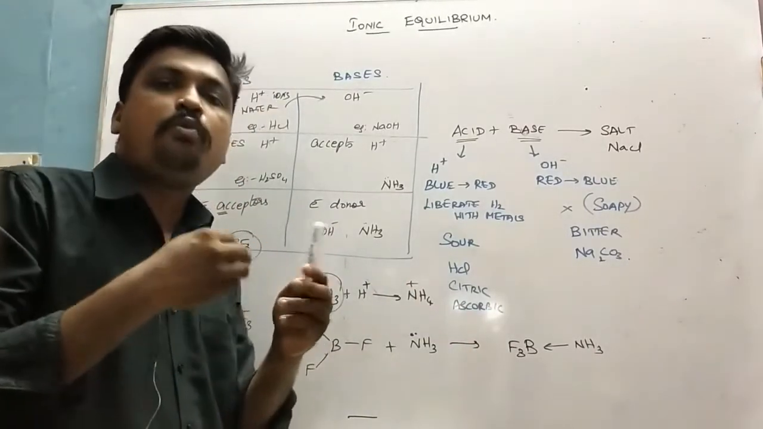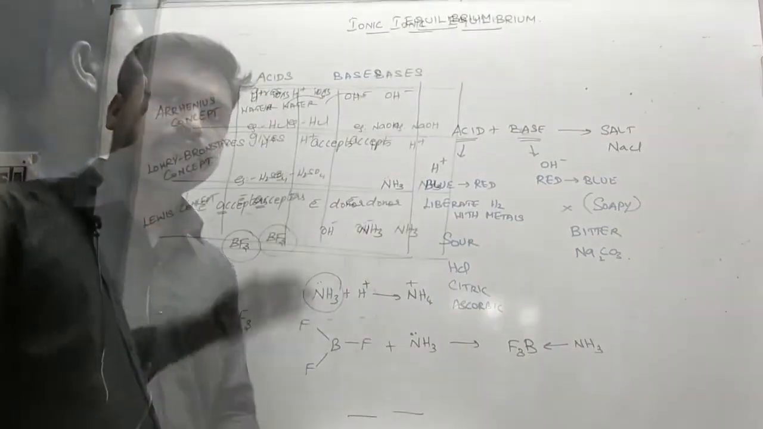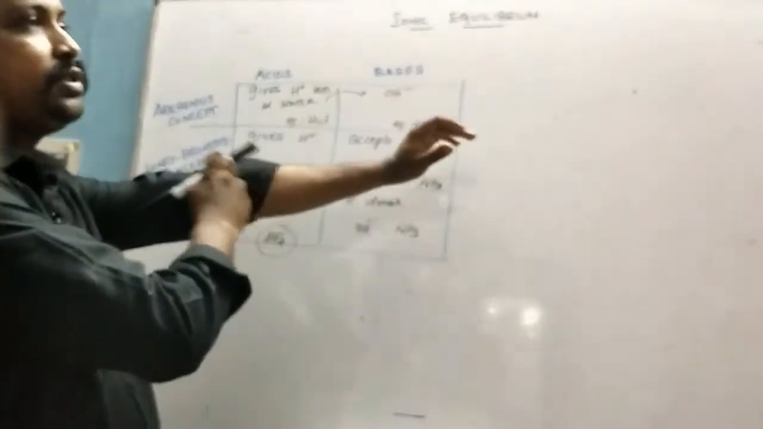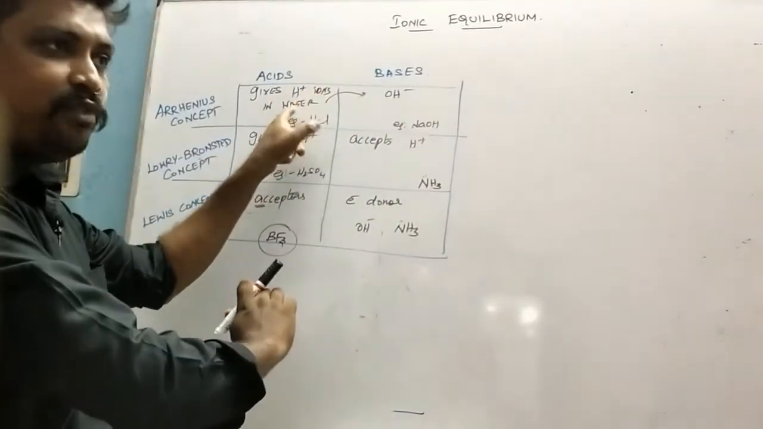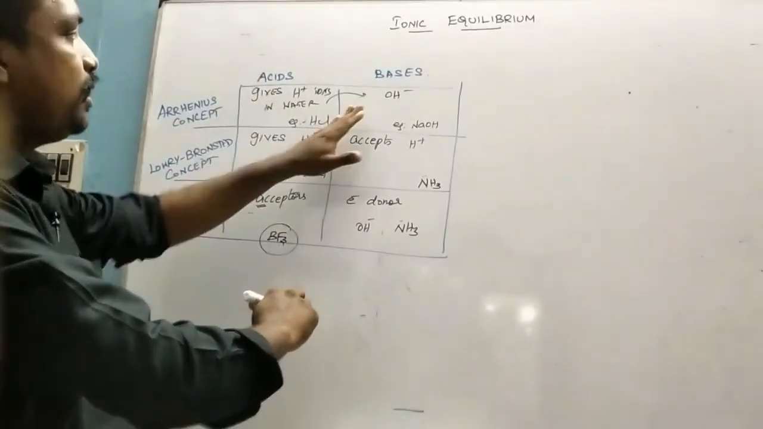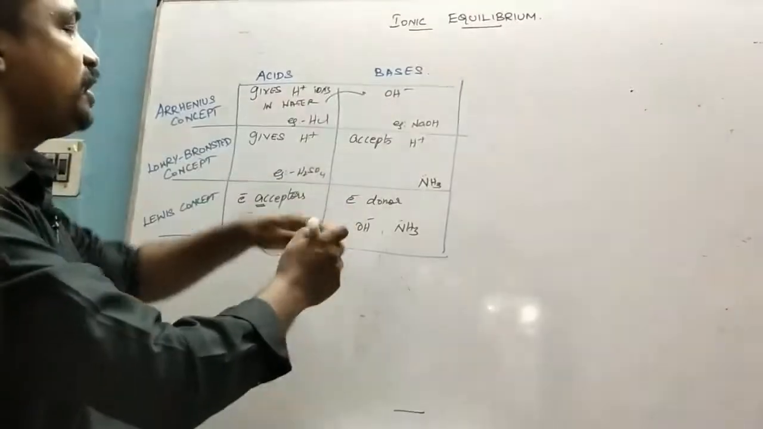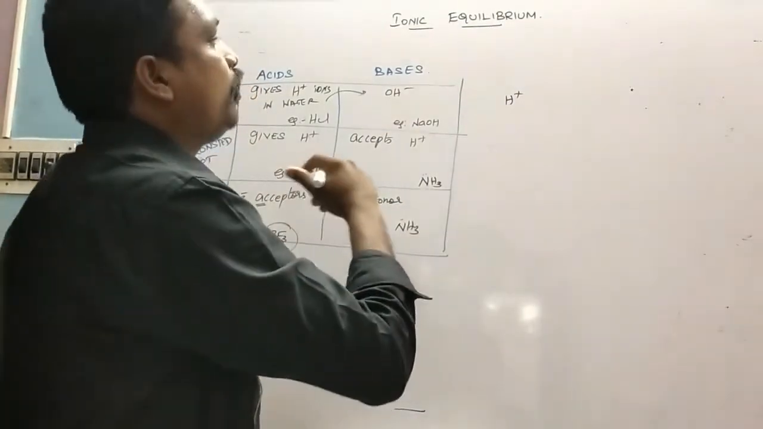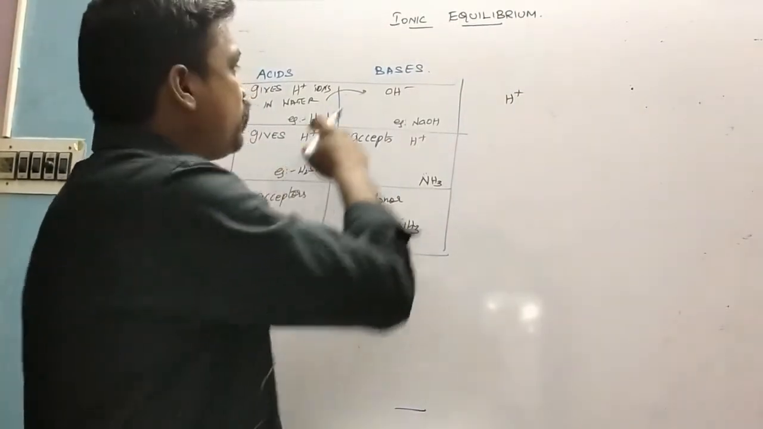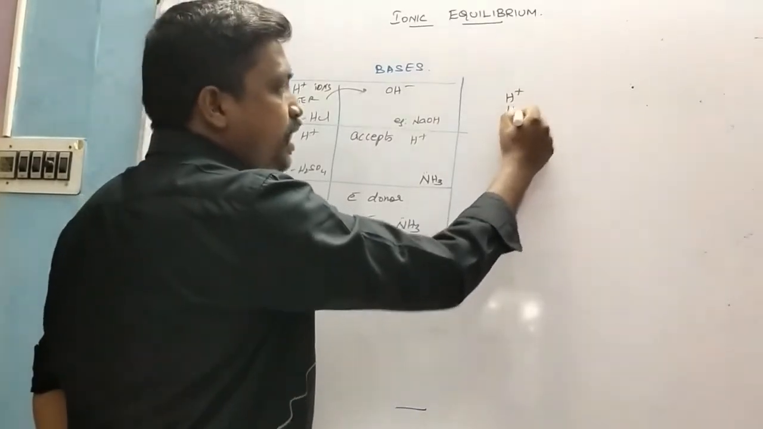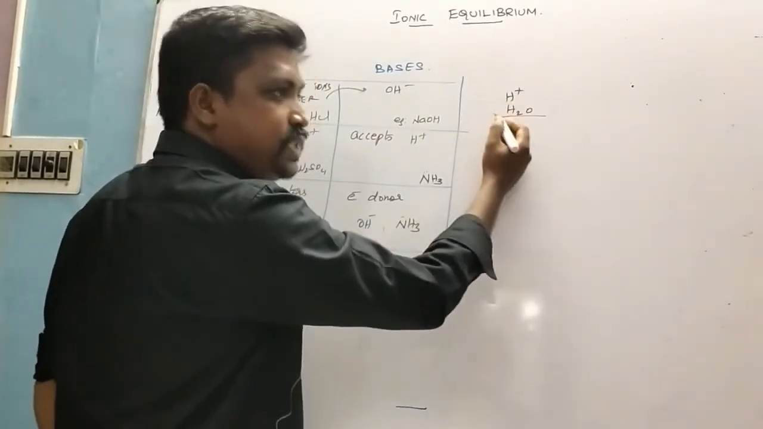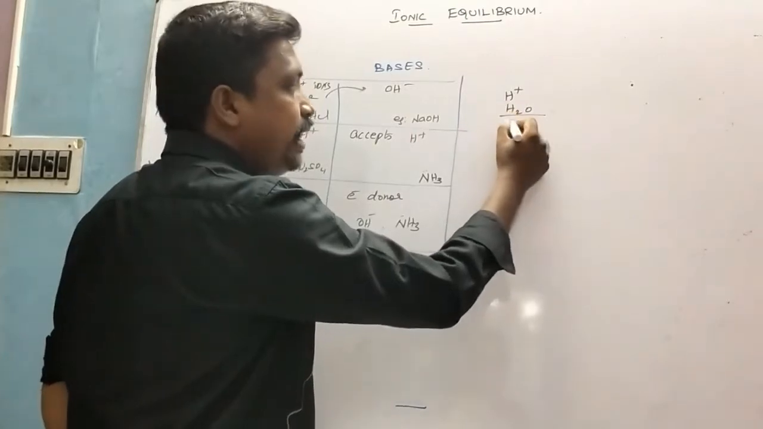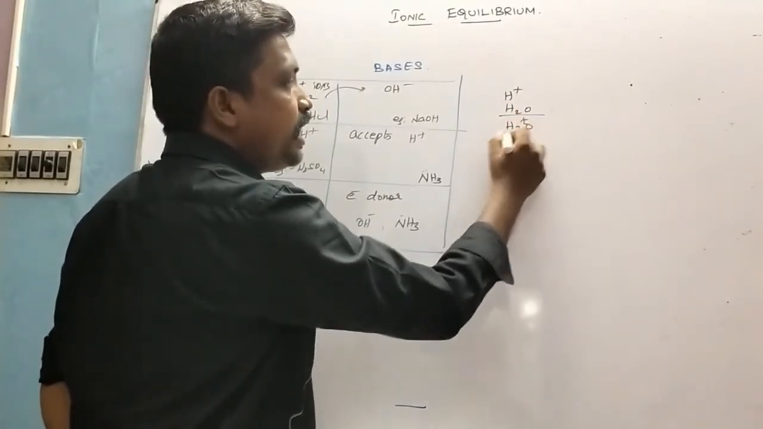Further, there is some more concept in this, right? According to Arrhenius, those substances which give H plus ions in water are called acids. Similarly, those giving OH minus ions in water are called bases. See here, H plus is called a proton, isn't it? It is a highly reactive species. So in water, since it is highly reactive, it combines with water, becomes hydrated and exists as the hydronium ion.